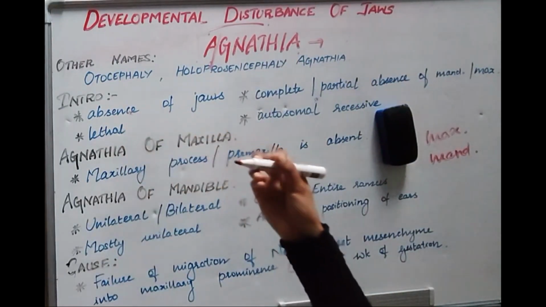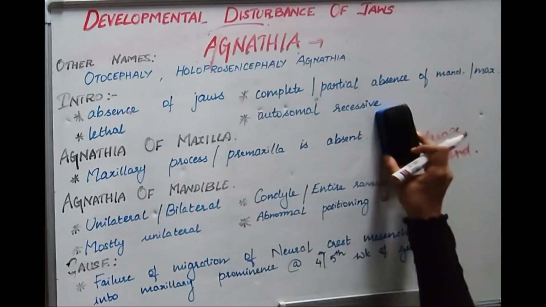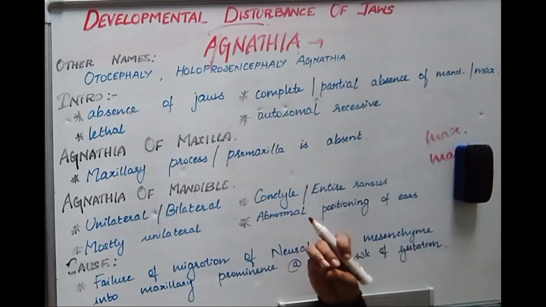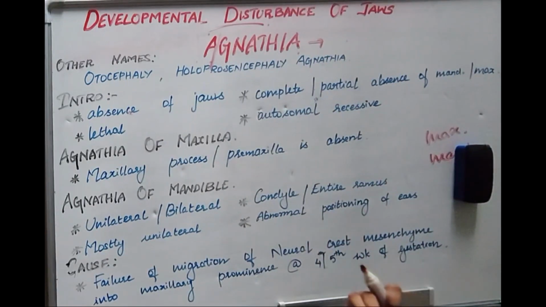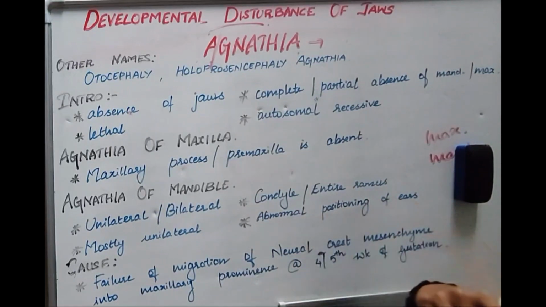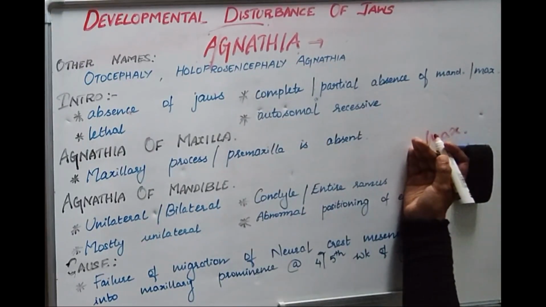And it's a lethal anomaly. It's very critical if it happens. But the prevalence rate of Agnathia is very low, and very few cases have been reported so far. If it is very severe, it can be lethal. This can also be inherited, in an autosomal recessive mode of inheritance.